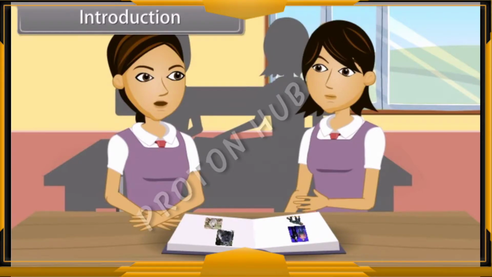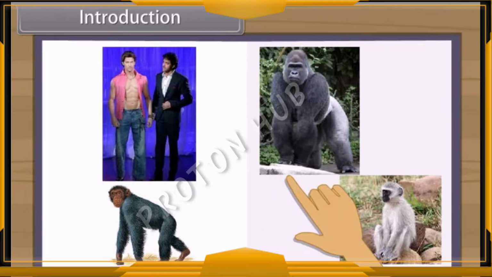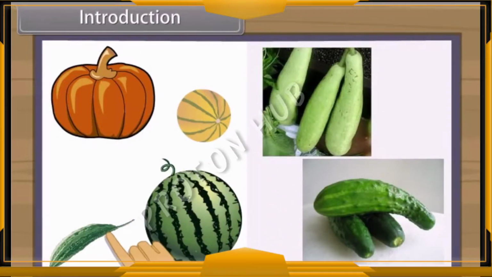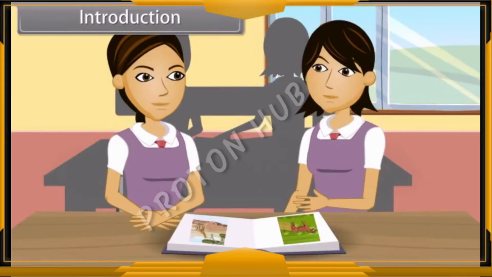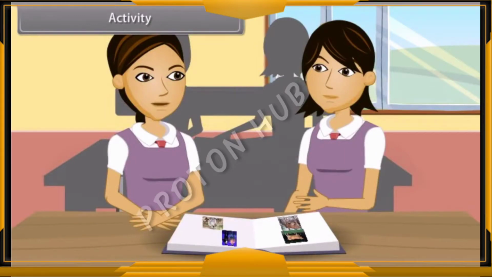These differences are within a species, but within a genus, there are some similarities, like human beings, chimpanzees, gorillas, and monkeys are all alike. Similarly, among plants, melon, watermelon, bitter gourd, pumpkin, bottle gourd, cucumber, etc. have many similarities. But when we study two genera, then we find out they are entirely different. Let us do an activity to find out the similarities within a genus and differences among various genera.